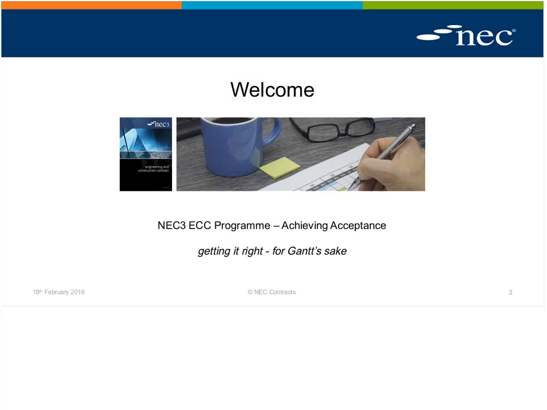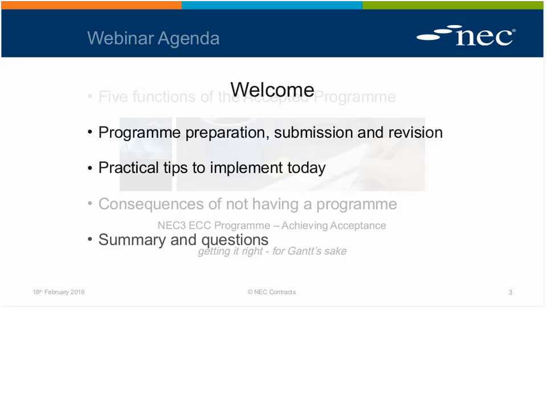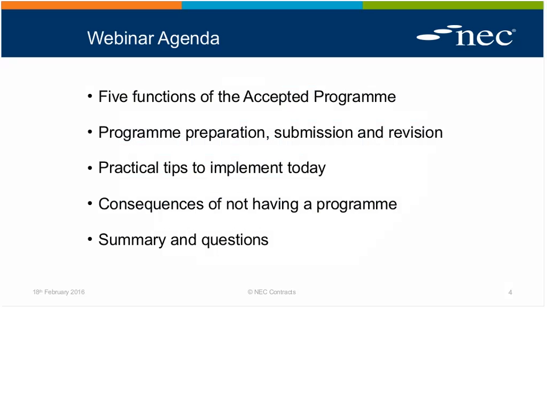So, ECC programme, achieving excellence, getting it right for Gantt's sake, a bit of a tongue-in-cheek thing. So what are we going to look at? Five things in main on the agenda. By the way, I'm Robert Gerrard, NEC User Group Secretary. Should have mentioned that at the start. The five things we're going to look at are the five functions of the accepted programme, and programme preparation, submission and revision.